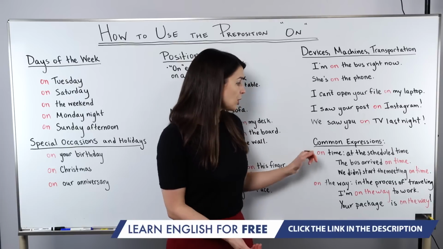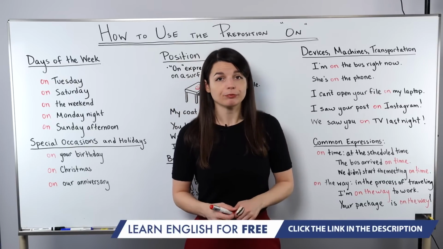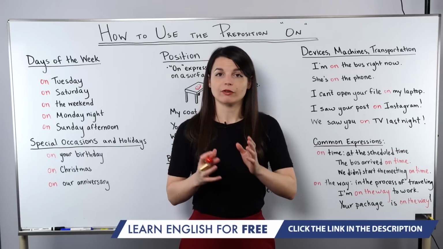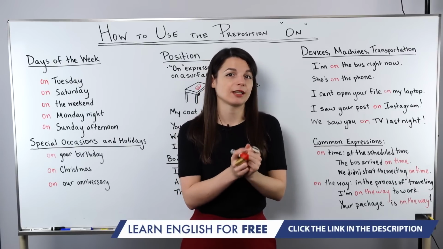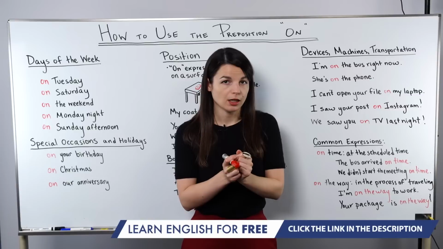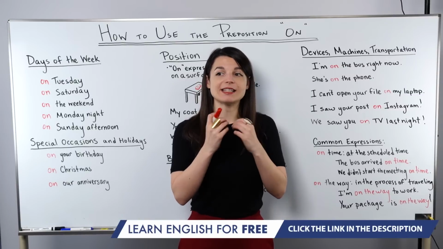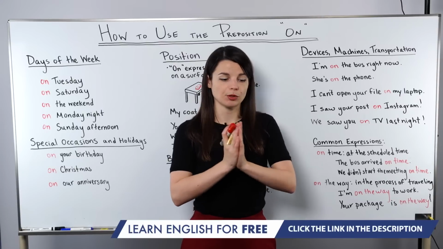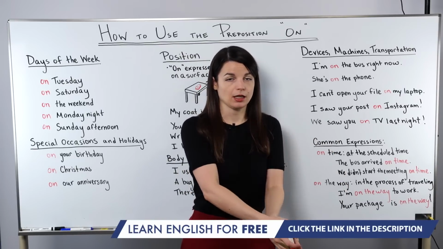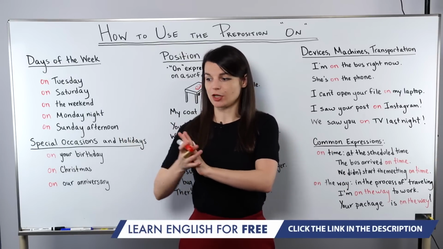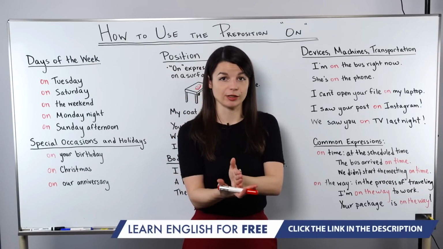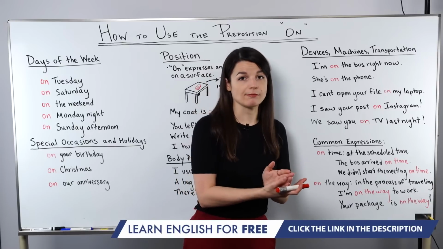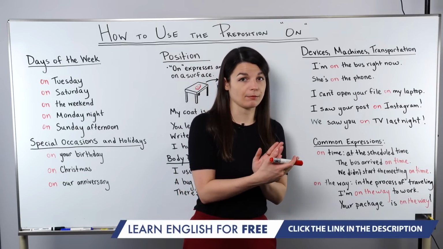So the difference between on time and in time is that in time is used when we want to refer to having enough time to do something. So I didn't arrive in time for the meeting means I did not arrive with enough time to participate in the meeting. So this is different from on time. On time means something happens at the scheduled time, or in this case, did not happen at the scheduled time. In time means having enough time for something.